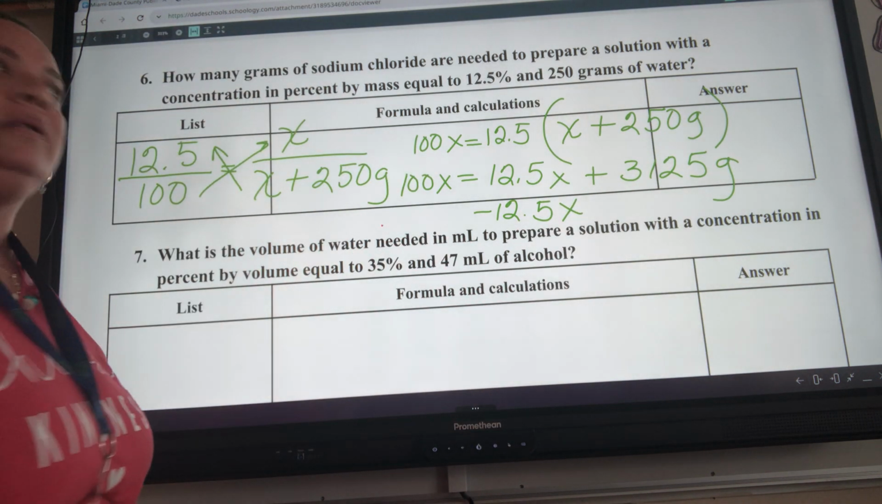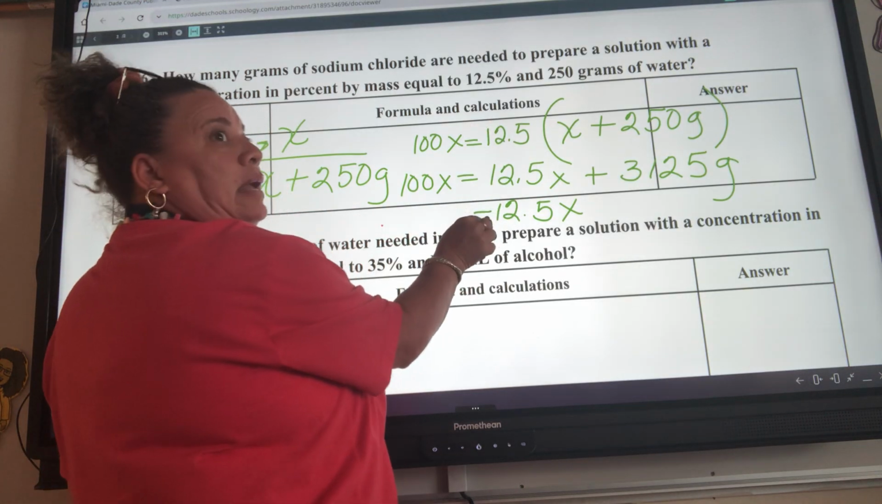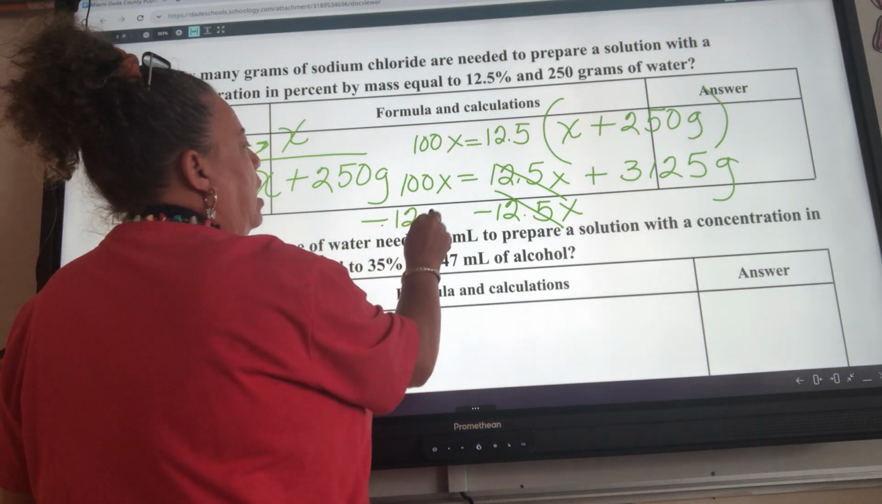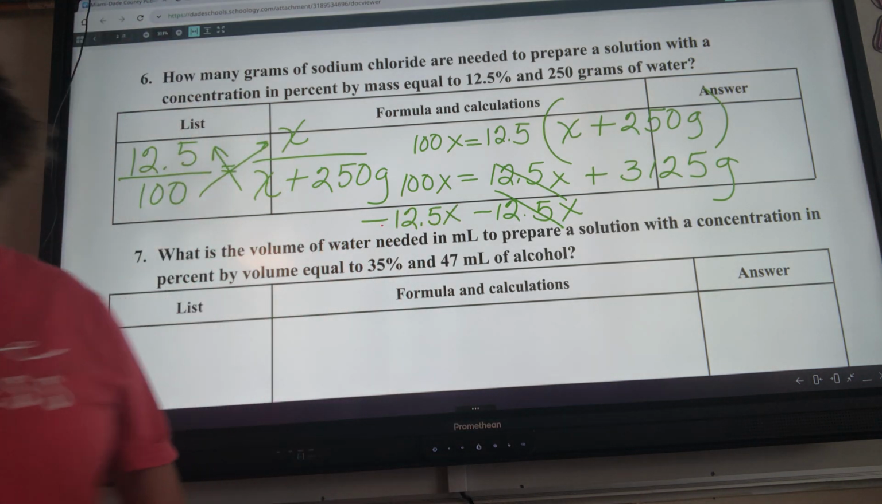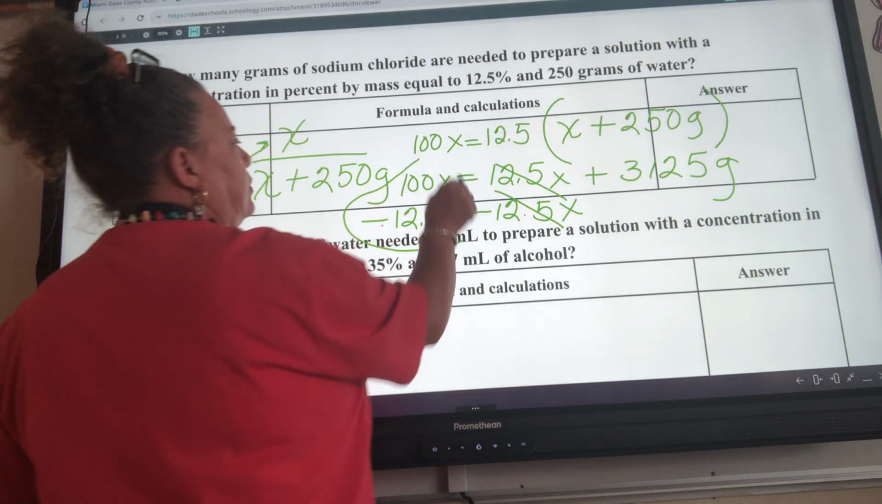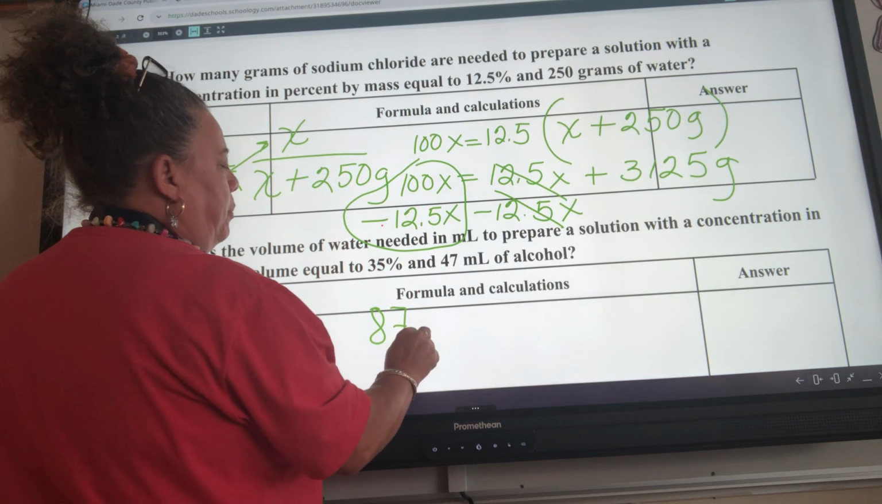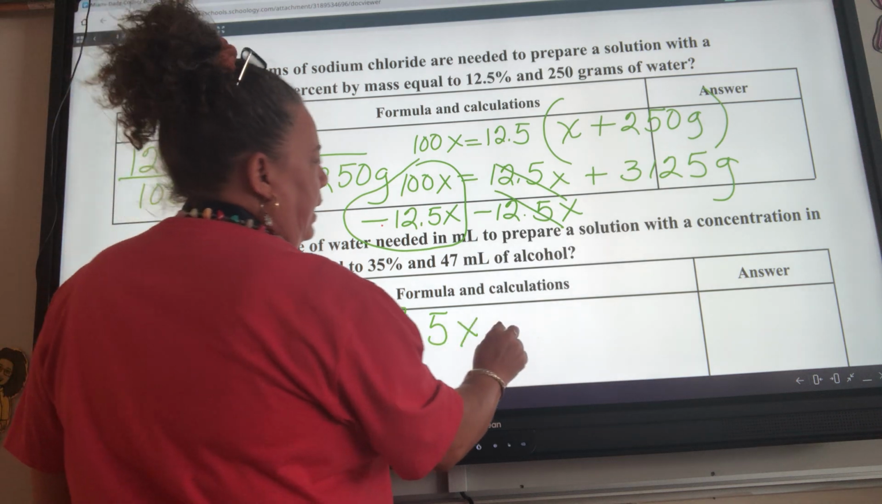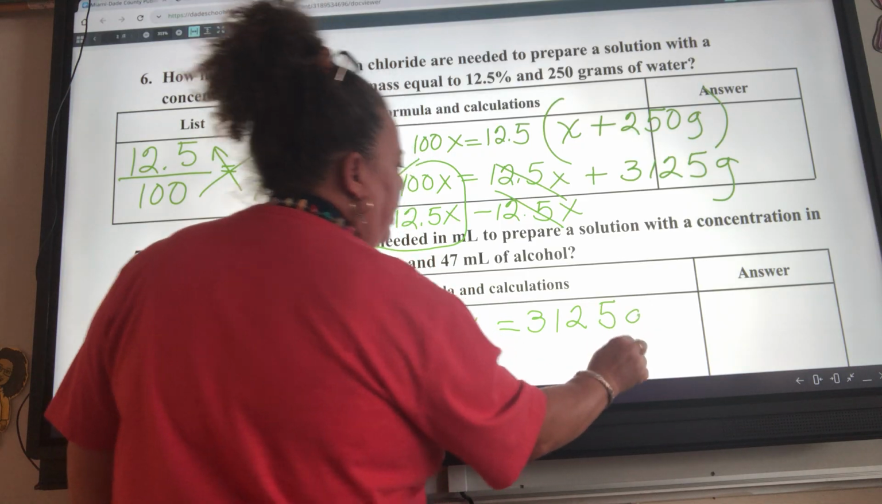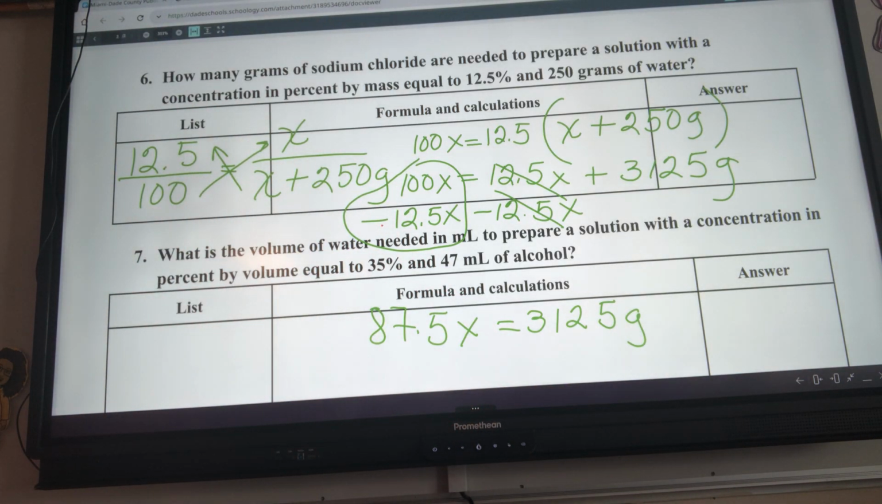I'm going to pass that to the other side. This is adding, the opposite is subtracting, so they cancel. 100 minus 12.5 is 87.5. So this subtraction over here, 87.5x equals 3,125 grams.